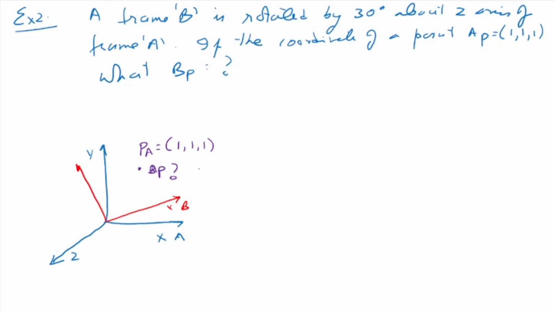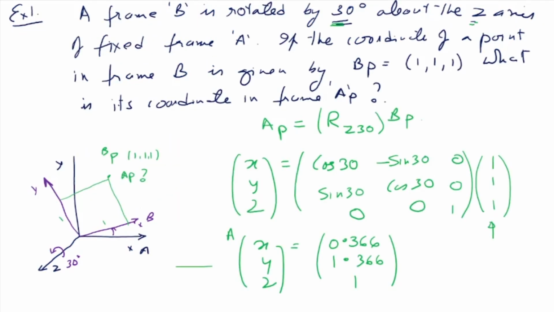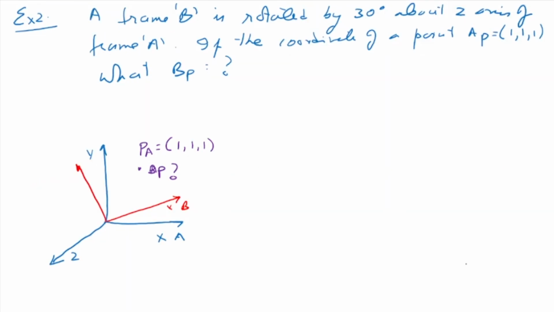Okay. So in the previous question, we were given the coordinate of the point BP. We were asked to find what is AP. Now I'm giving you the point AP and asking you to find the point BP. Okay, how would you do that? Equation is exactly the same. AP is equal to RZ theta into BP. Now we are given AP and asked to find BP. How would you do that? So BP is equal to RZ theta inverse into AP.